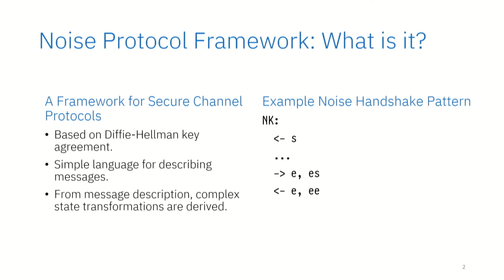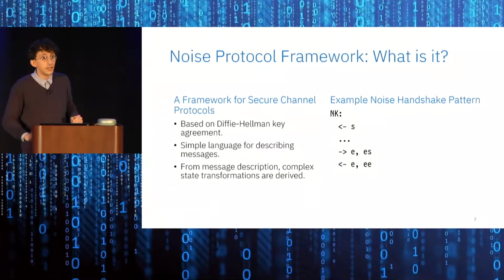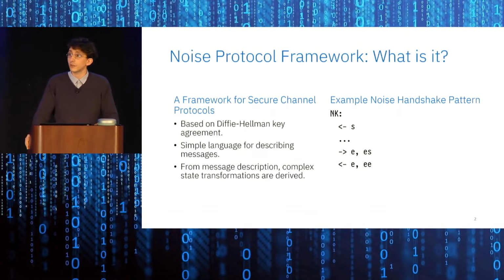you have the complex state transformations, which are specified in the noise specification. And they essentially say, well, this token's here, we're going to have that transcript hash mixed in, and so on. So all of these rules contained in the noise spec kick in, and then you get a whole secure channel protocol thing, which is really cool.